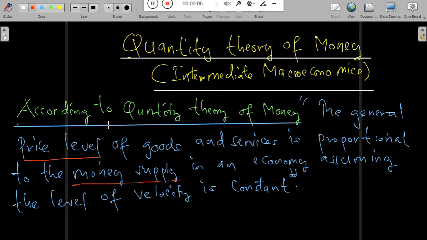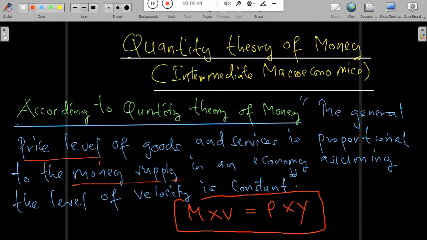So I'm going to take you through the quantity theory of money. This is among the topics in intermediate macroeconomics. According to the quantity theory of money, the general price level of goods and services is proportional to the money supply in an economy, assuming the level of velocity is constant. It is given by MV = PY, where M represents the money supply, V is the velocity, and P times Y is the nominal GDP. So when the velocity is kept constant, money supply is directly proportional to the nominal GDP.